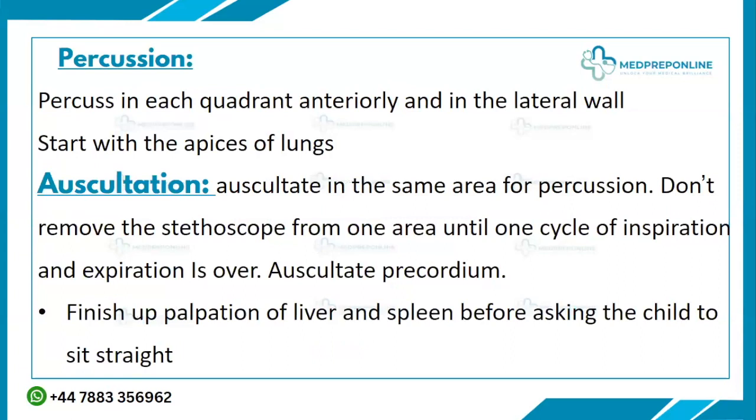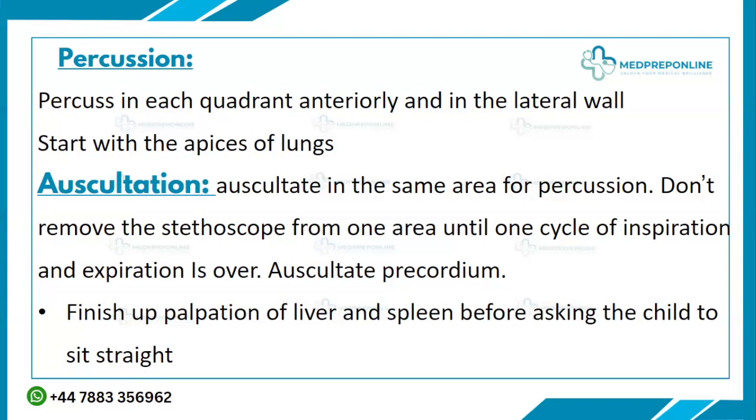So it's very important to finish the whole breathing cycle in each auscultation quadrant, and then go on to the lateral wall: do it on one side, then the opposite side, then one down, and then on the opposite side one down. So while you're examining the front of the child, it is better to just finish up with the palpation. This is what I recommend, because it may be missed out later.